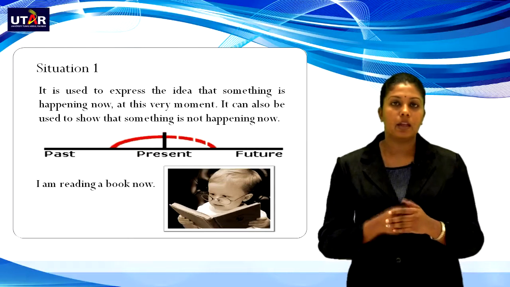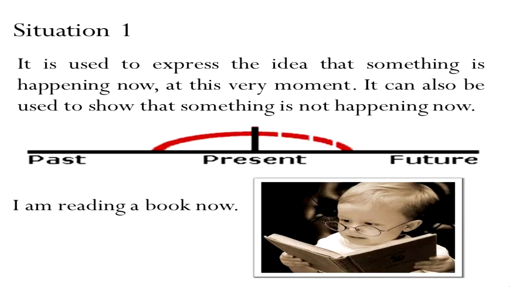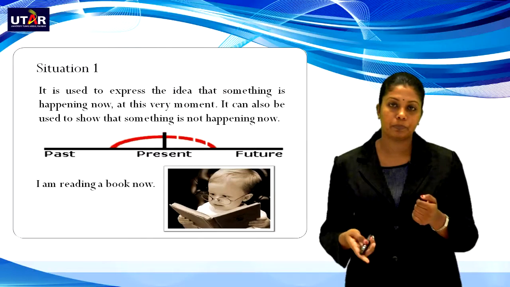Situation 1. It is used to express the idea that something is happening now at this very moment, or it is also used to express that something is not happening now. For example, I am reading a book now. So the action is happening at the moment. Or I can even say I am not reading a book now. So I is the subject, am is the auxiliary verb, and then you have read. The present participle of read is reading.